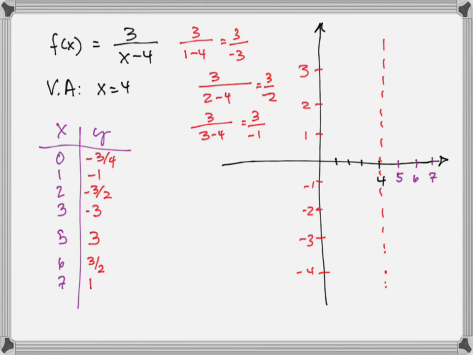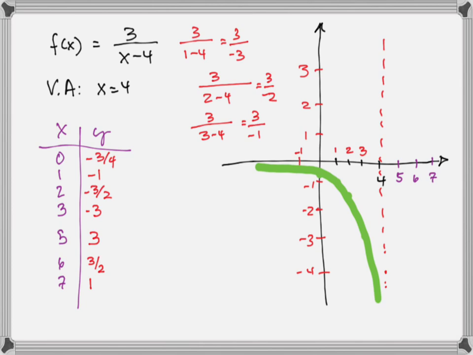Okay, let's plot some points. -3/4, somewhere here. Hold on. 1, 2, 3. I can't graph today. 1, -1 is here. 2, -3/2 is 2, -1.5. And 3, -3 is somewhere here. So this graph, more or less, doesn't cross or touch the asymptote, and goes down here like so.